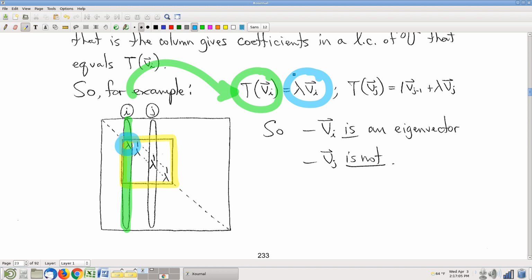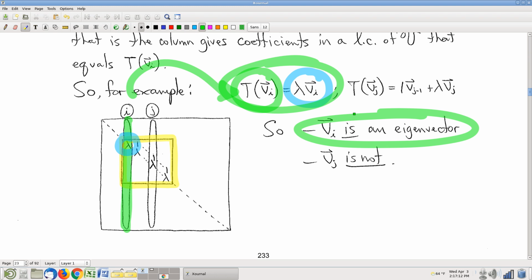Hey, good news. That means we have an eigenvector. Right? T of Vi is a multiple of Vi. That means Vi is an eigenvector. And let me just point out, this is not a rare circumstance.